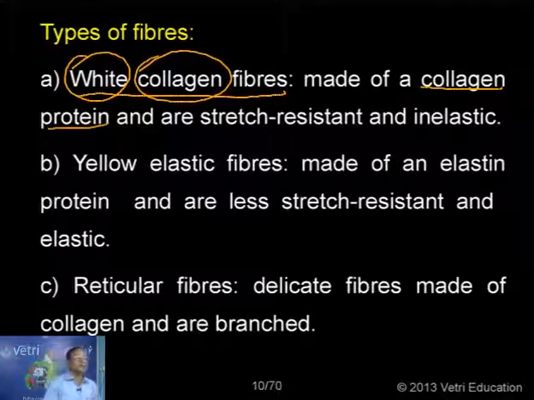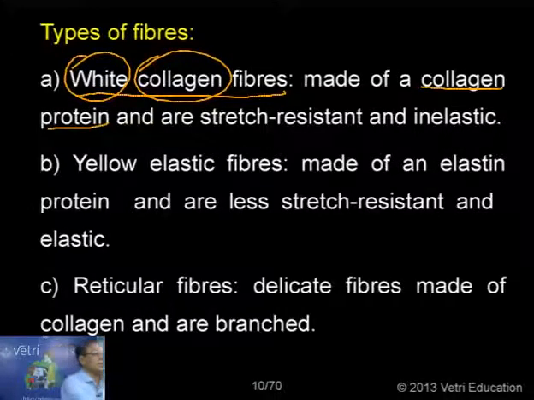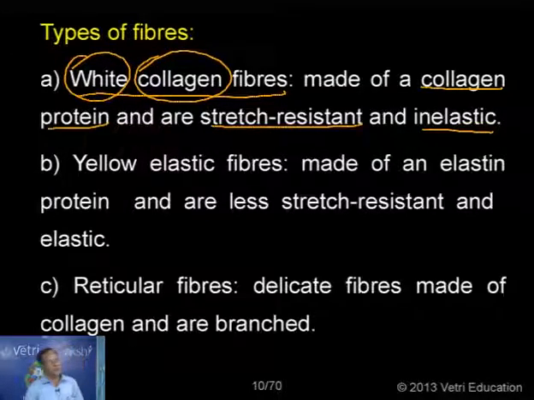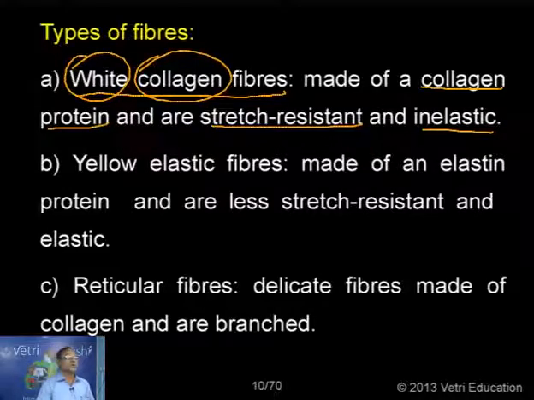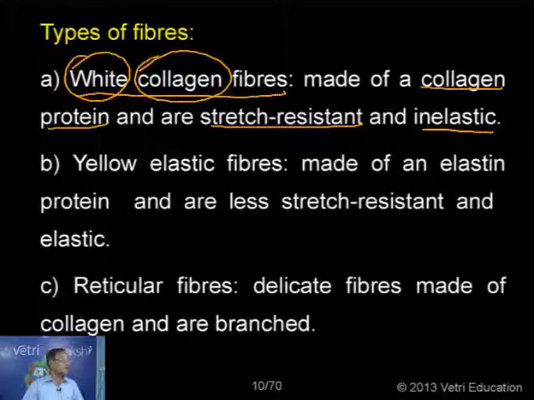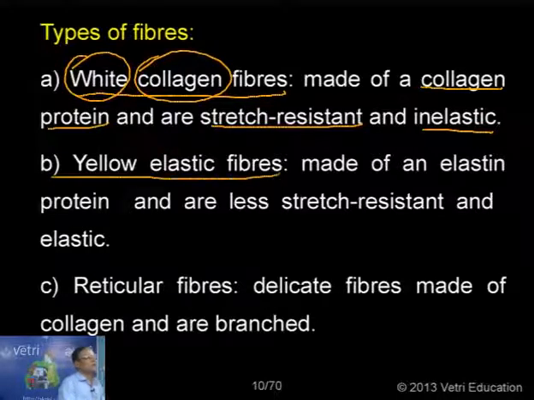Whenever you have collagen fibers in a particular area, that area is normally stiff in nature because the fiber is inelastic. It is stretch resistant, not able to be stretched much. That's why it is said to be inelastic. The second type of fibers we have is yellow elastic fibers.